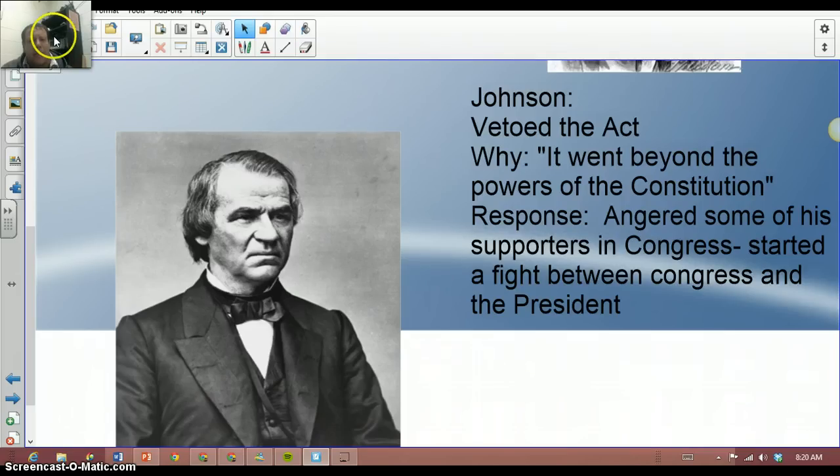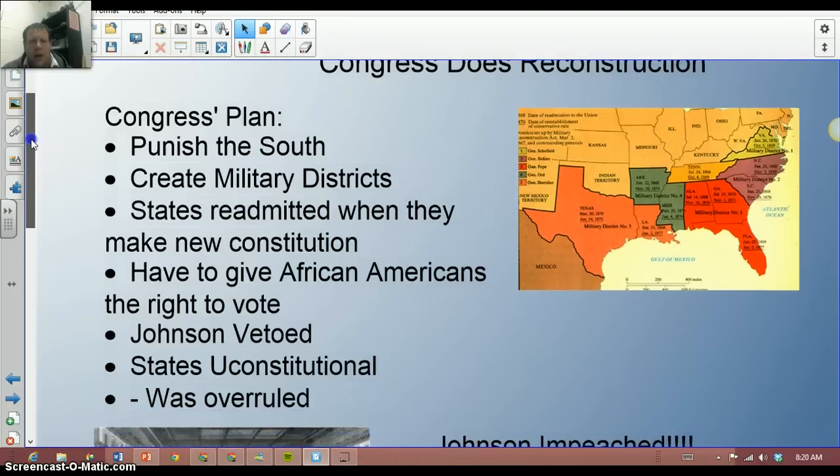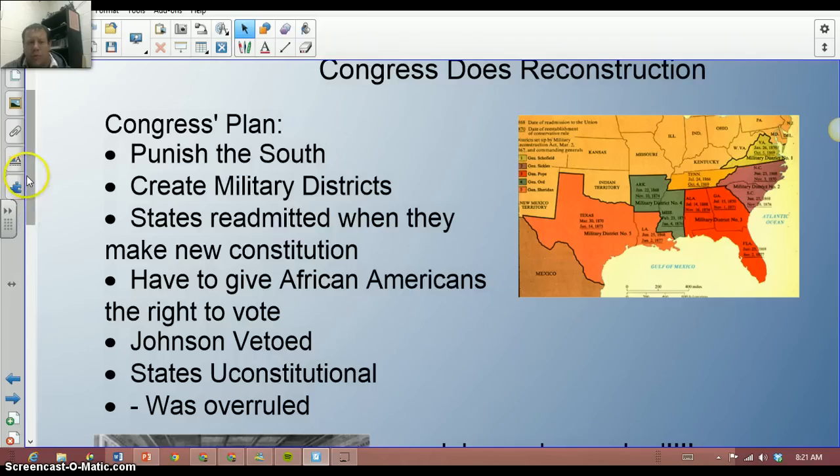And so one of the things we see happen is that Congress makes their own plan without the president, and they want to really punish the South. They want to make sure the South pays for seceding and having the war take place. And so they create these military districts. You see the picture over here, which shows where all the military districts are. The states were basically being run by a general, and the states would be let back in when they wrote a brand new constitution. So the states had to rewrite their state constitution. Every state has their own constitution, along with the United States. And that constitution had to say that it gave African Americans the right to vote.